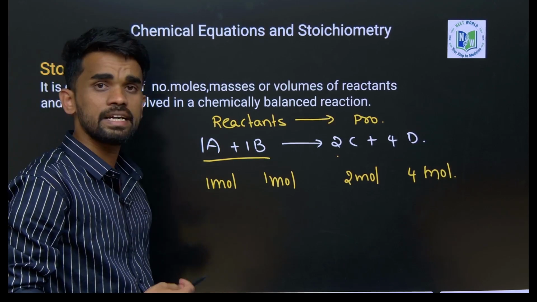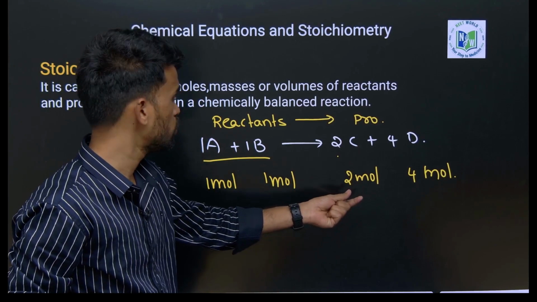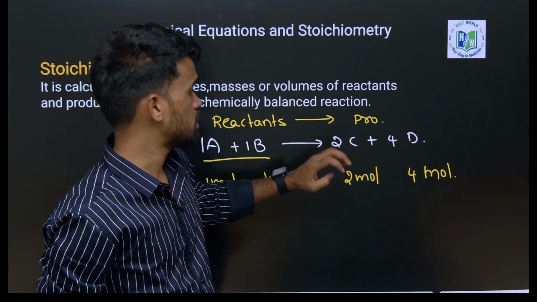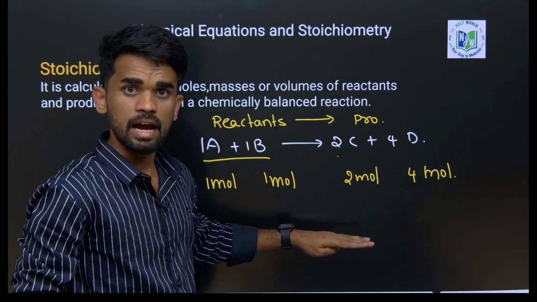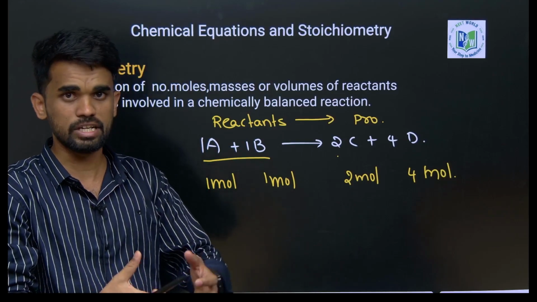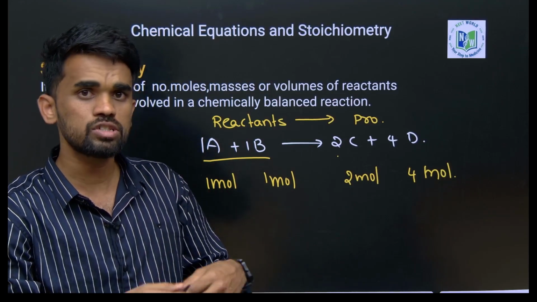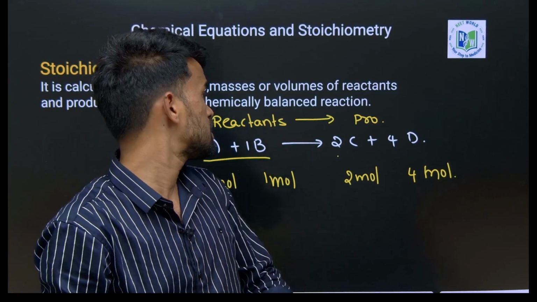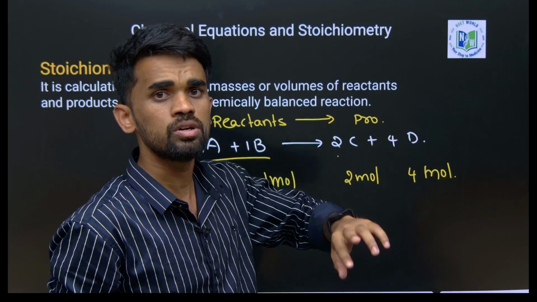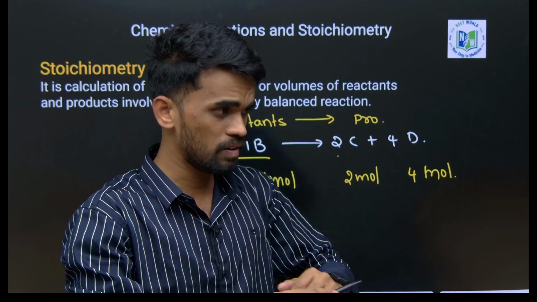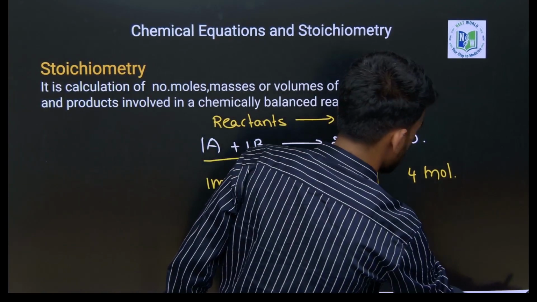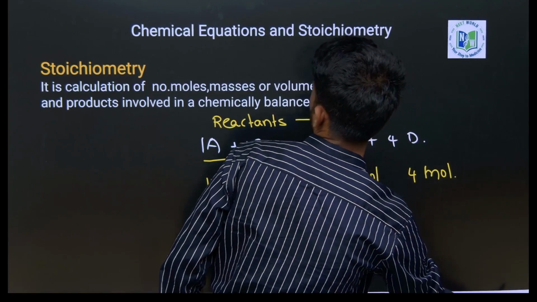If I want to find theoretically how much amount of C is formed, I have to use this mole ratio so that we will get the answer. This is how we calculate theoretical yield, and experimental yield will come from the experiment. If you are doing an experiment, due to some reasons it may be less than the theoretical yield. Then we take the ratio of those two and we can calculate the percentage yield. We will look into it after some time. Let me tell you one example.